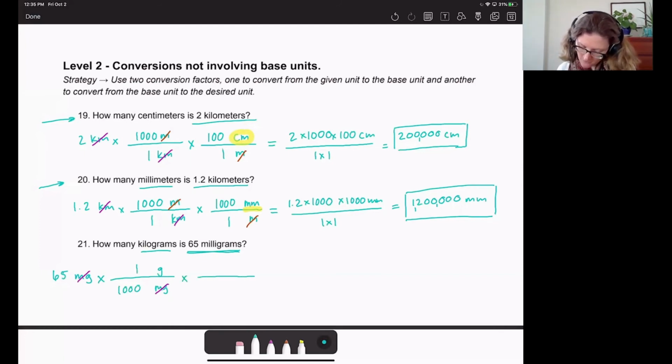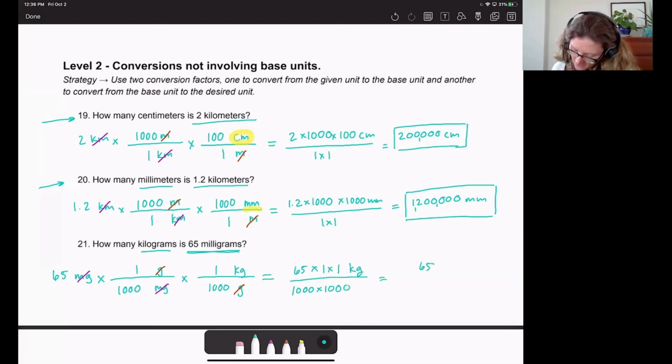Times, and now I'm going from grams to kilograms. I'm going to put grams on the bottom so that grams will cancel out. And I'm going into kilograms, and I know that there are 1,000 grams in every 1 kilogram. So checking this out, looks good. I'm going to multiply across the top, 65 times 1 times 1. I've got kilograms on the top, divided by 1,000 times 1,000. No units, because all of my units in the denominators have canceled out.